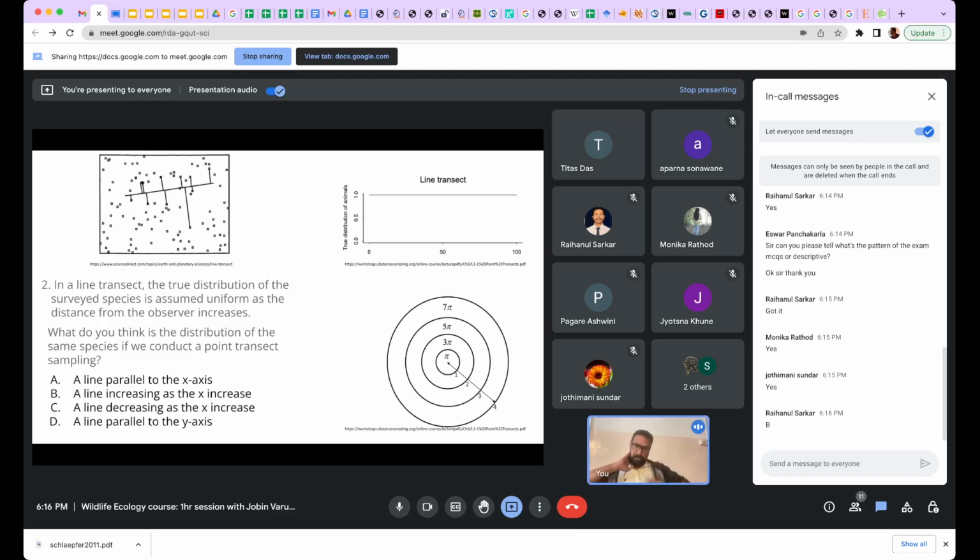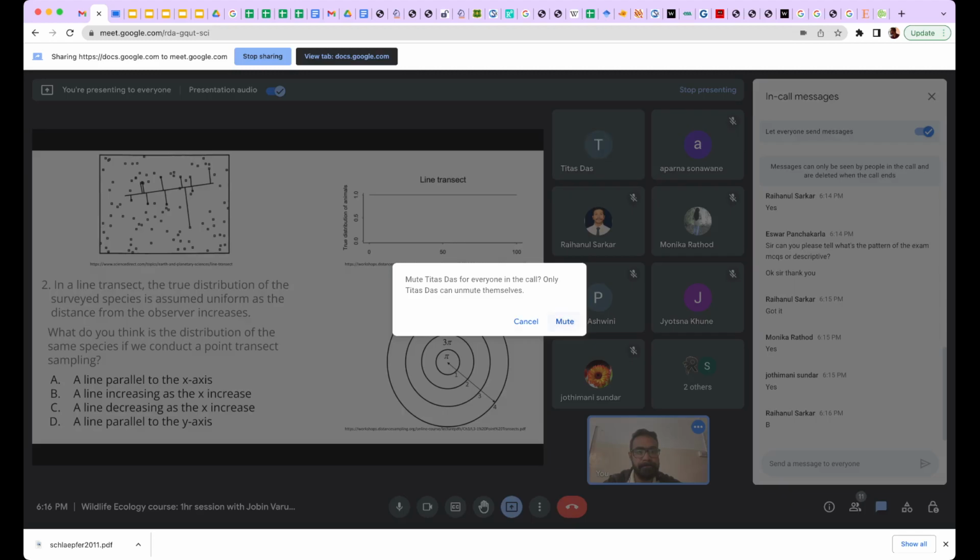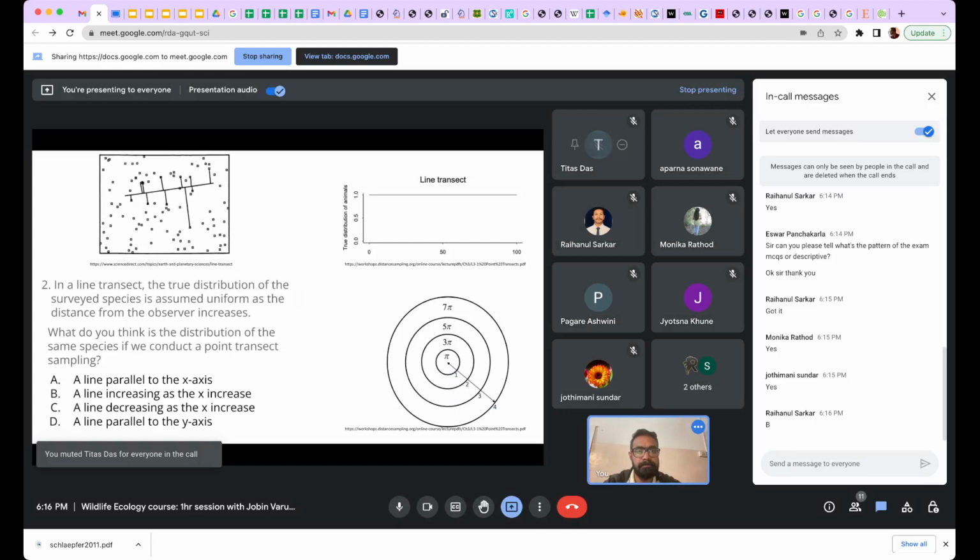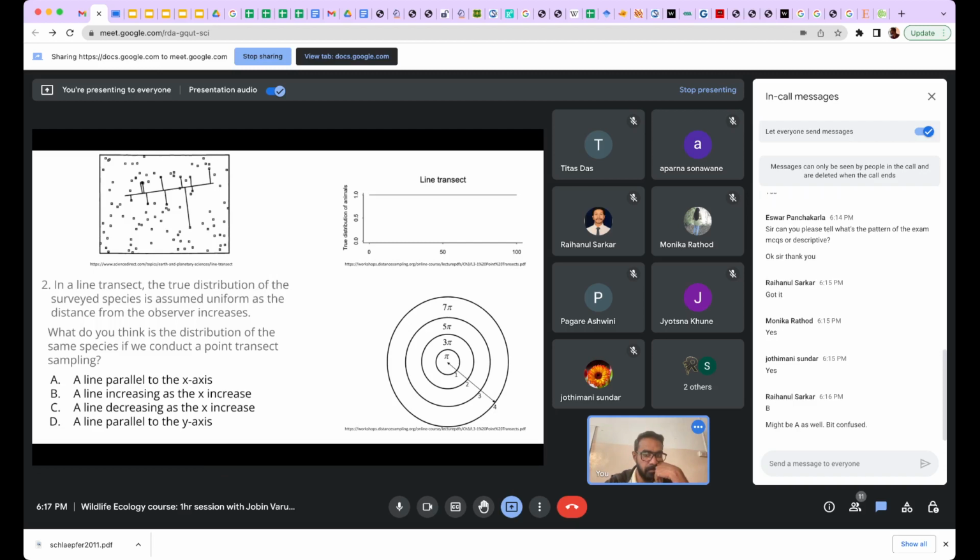Okay, Rehanul has given his answer. Anybody else wants to give any other answer or the same answer that Rehanul has said? Might be A as well, confused. Okay.